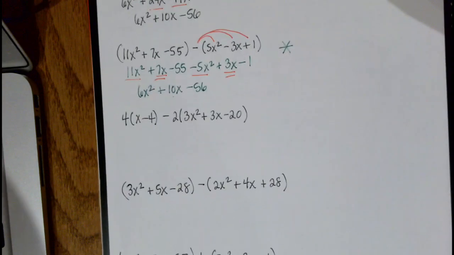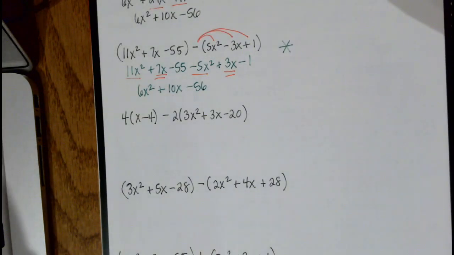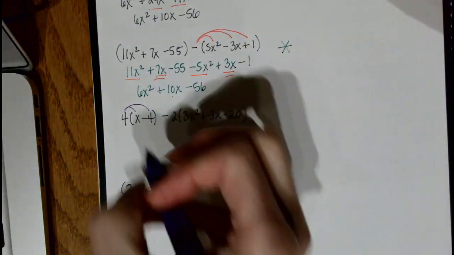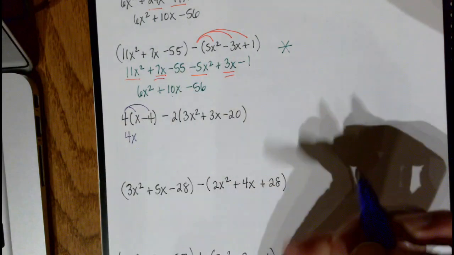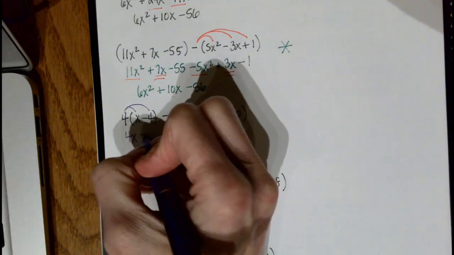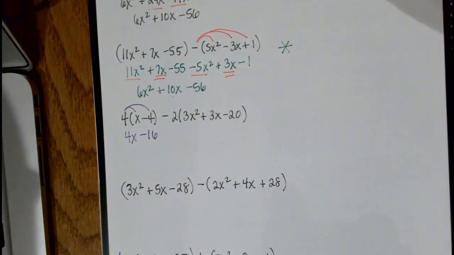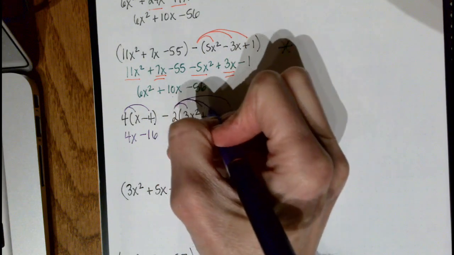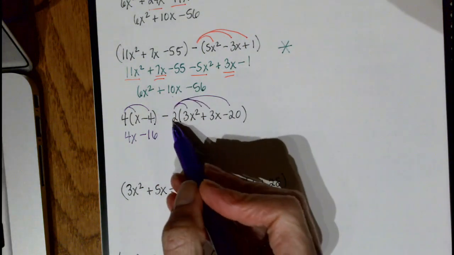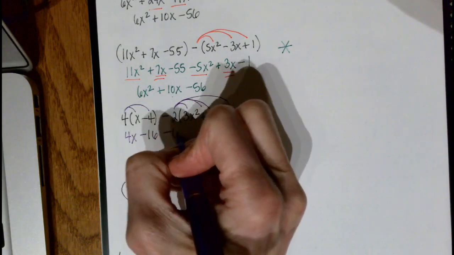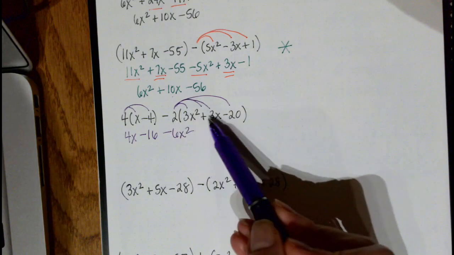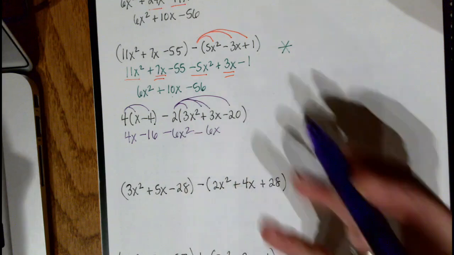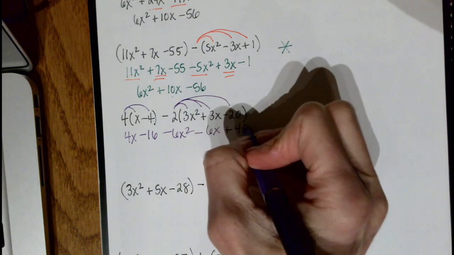On our next problem here, we're going to have to distribute 4 times x and 4 times 4. So 4 times x is 4x. 4 times 4 is 16. It's going to be negative 16. We also need to distribute here, here, and there. Be careful of the negative sign. Negative 2 times 3x squared is negative 6x squared. Negative 2 times 3x is negative 6x. Negative 2 times negative 20 is positive 40.